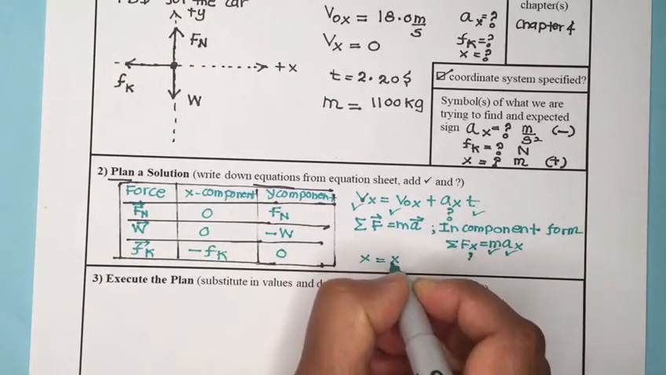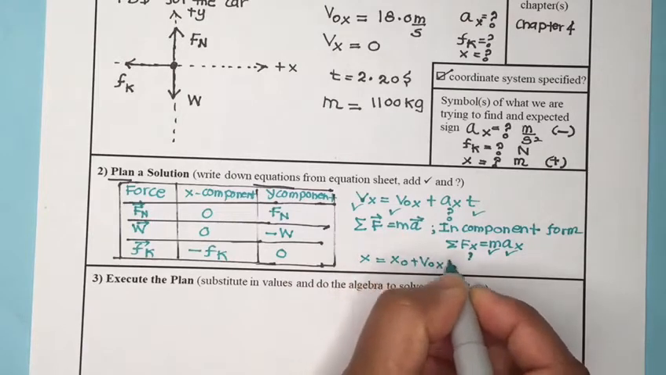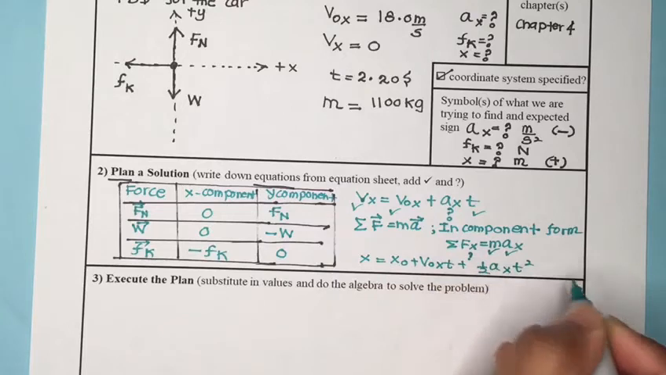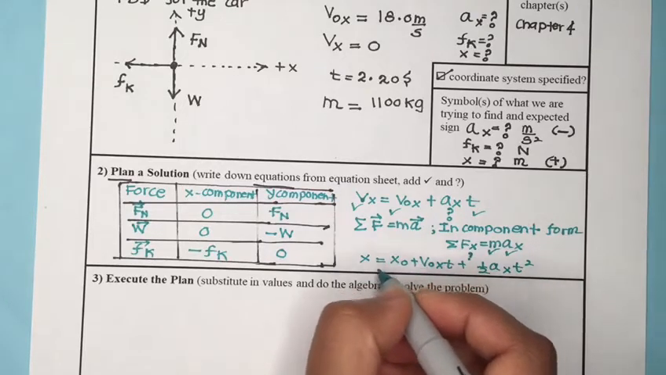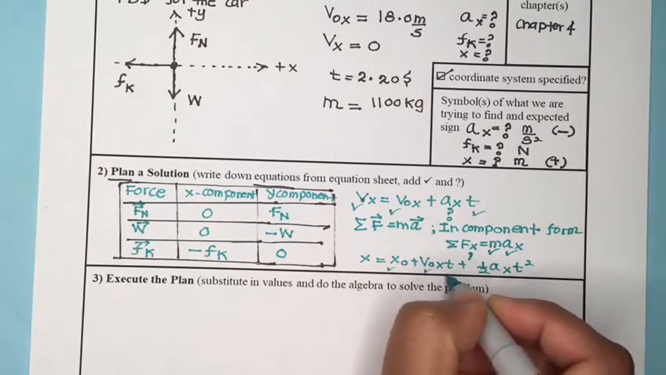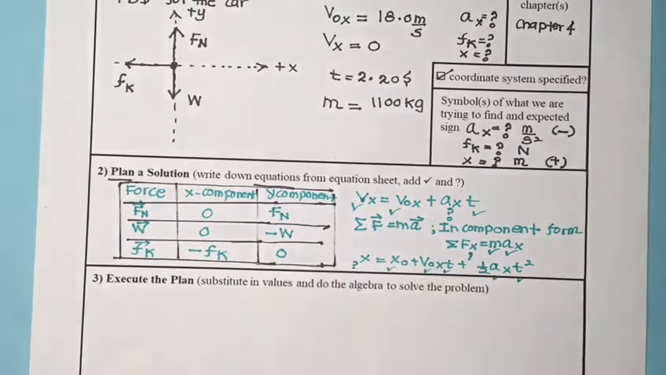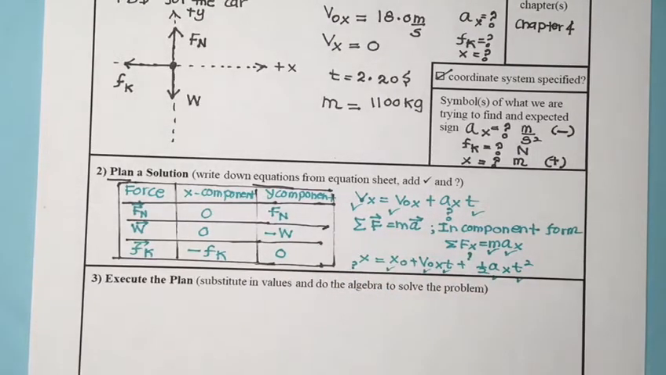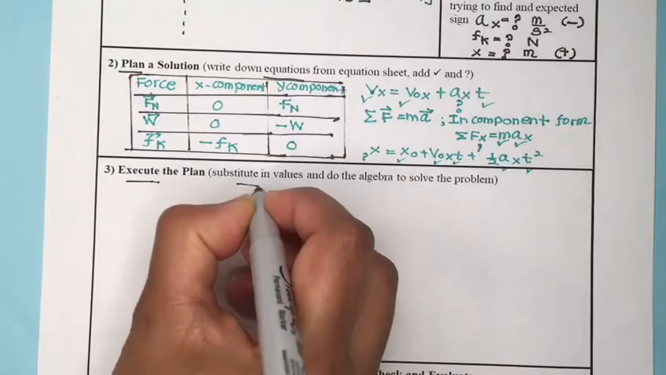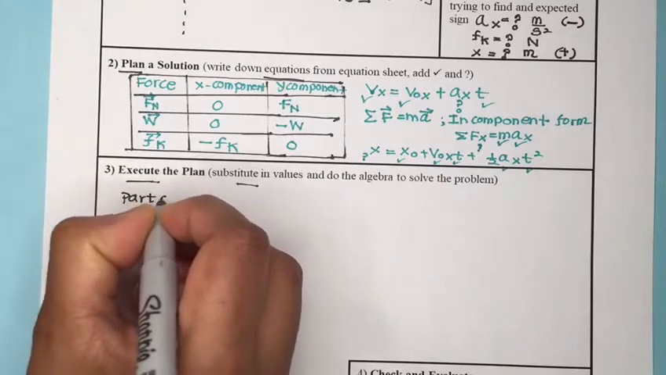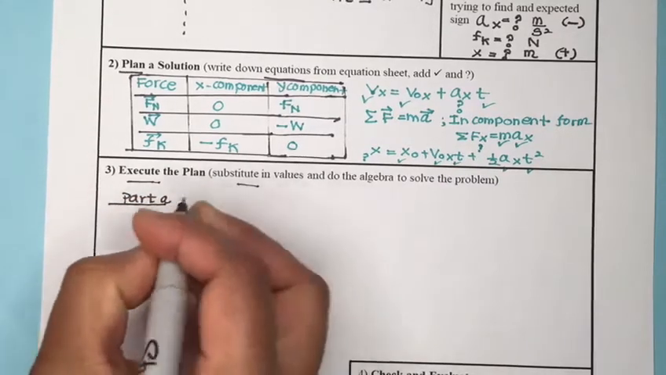Okay, so next we need to calculate the final position. For that, we are going to use this equation. We know everything except for the final position. Okay, so we have a plan. Now the next step is to execute this plan. So let's do part A first.